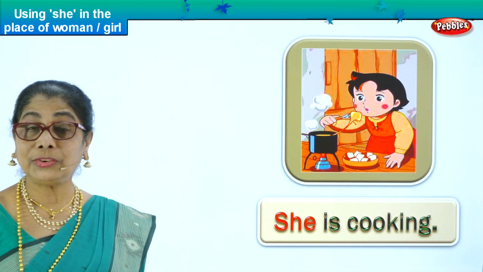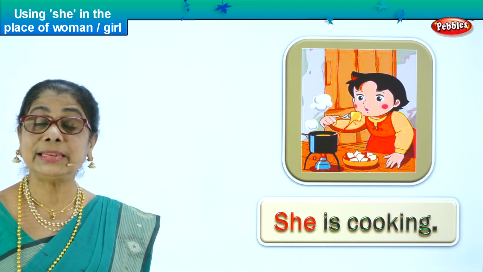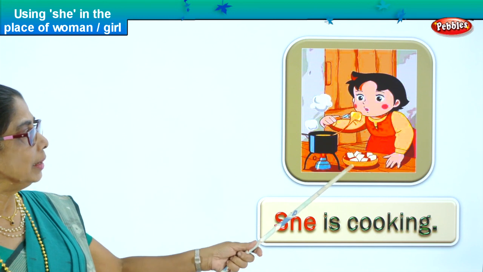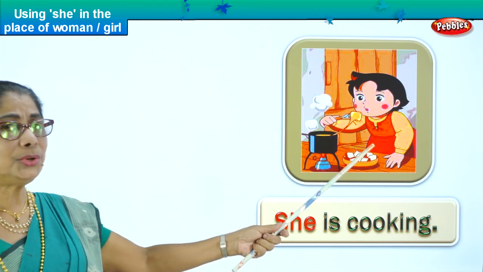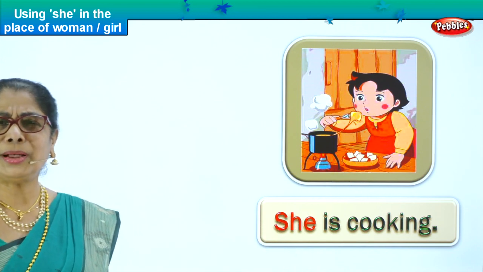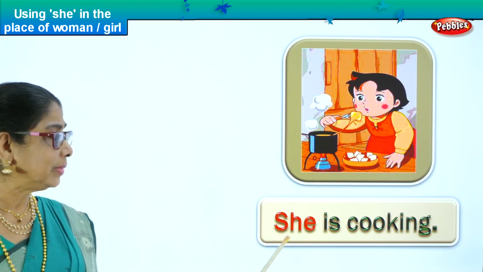What are we learning today? Use of she instead of the lady's name or girl's name. Let's look. What is she doing here? Probably she's cooking. Your mama, what does she do? She makes delicious things for you. Is your mama a cook? Yes. A wonderful cook.